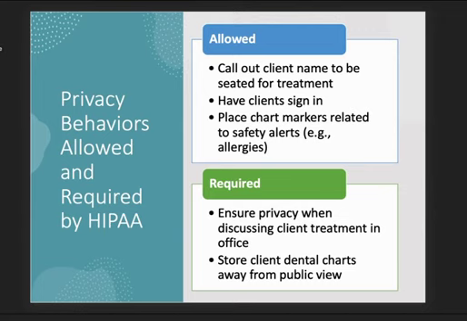So that applies to digital charts also. So we do need to be aware of that, right? Especially in our clinic setting, because our computer screen is visible, which is very helpful. And we utilize it throughout the appointment all the time, but we need to make sure that we are cognizant of client dental chart information being viewed.